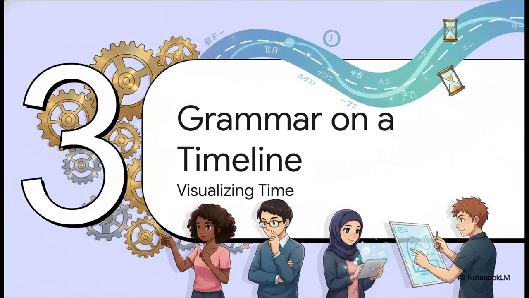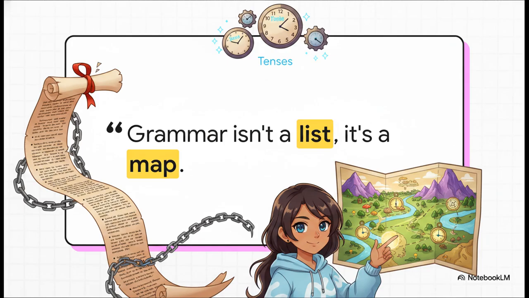Okay, so we've met the personalities. Now let's move on to our second technique, and you'll see how this all connects. We're going to stop thinking about grammar as a list of rules and start seeing it as a map of time. I love this quote because it completely reframes the whole challenge. A list is something you just have to memorize, right? But a map is something you can understand. You can navigate it. And that simple shift in perspective is a total game changer for learning tenses.